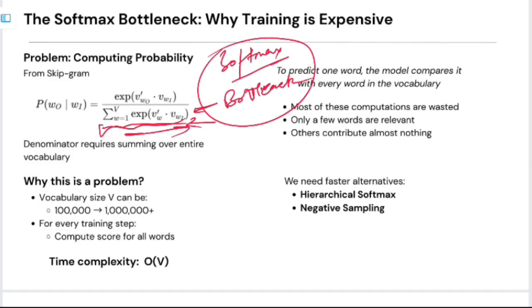So the question arises, can we avoid computing over the entire vocabulary? And the paper proposes two brilliant solutions for this, which are the hierarchical softmax and the negative sampling. So now we'll try to understand these two.